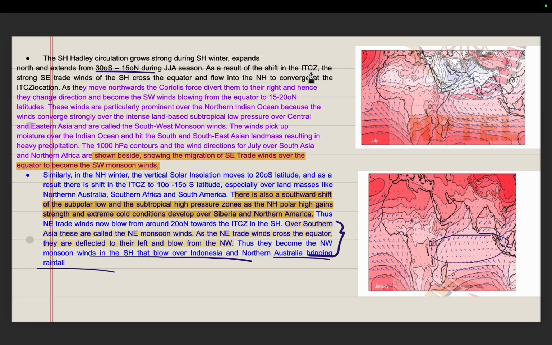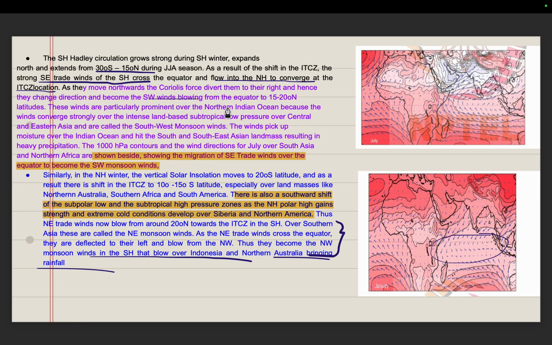This is because the southern hemisphere Hadley cell now has been shifted to about 15 degrees north, and this southeastern trade wind in the south of the southern hemisphere now can cross the equator and flow in the northern hemisphere to converge at the intertropical convergence location. As they move towards the north, they will be under the effect of the Coriolis force, which will drive them to the right of their flow. So they change their direction and become the southwestern trade wind.